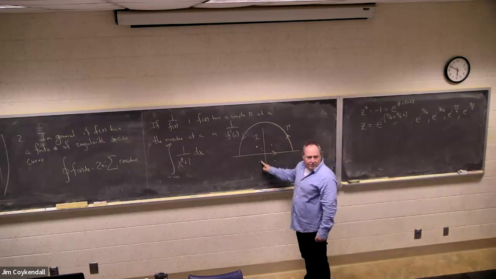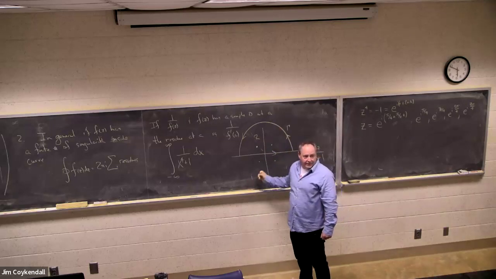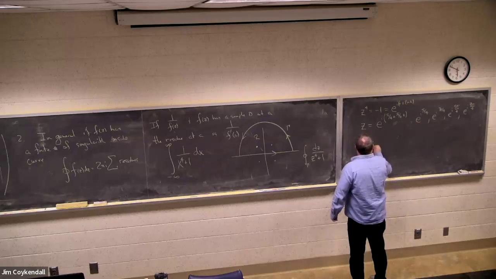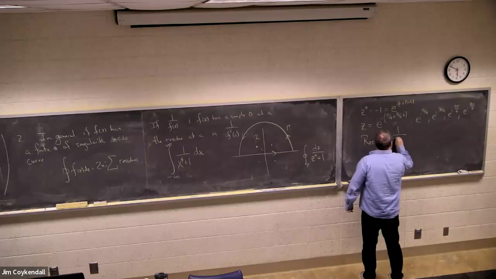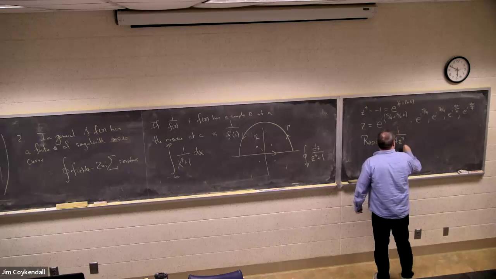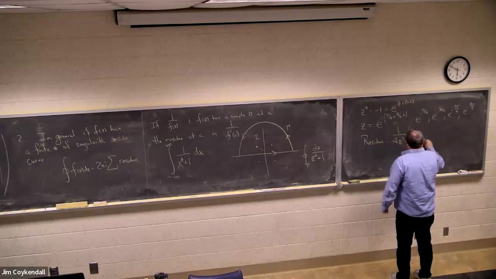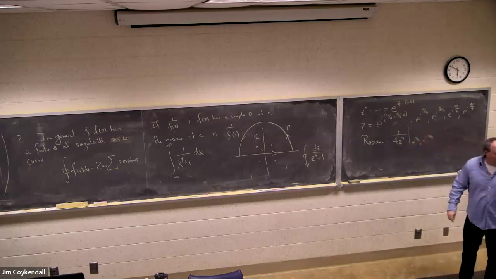These two don't count because they're not contained inside the contour. Right? So I can forget about this. Residues. They're given by 1 over 4 z cubed, evaluated at e to the i pi over 4, e to the i 3 pi over 4. Right? Because those are the only ones that I care about that are in there.